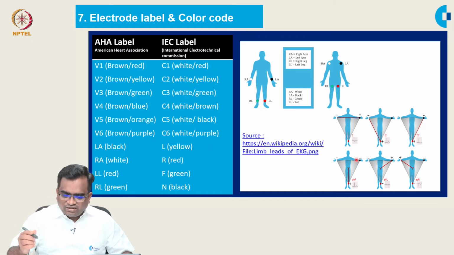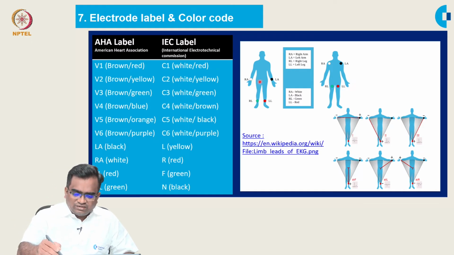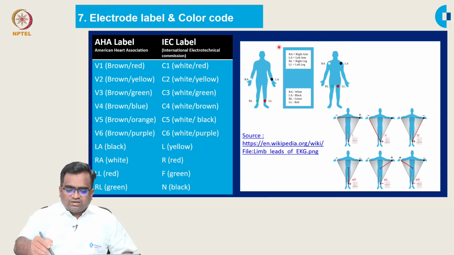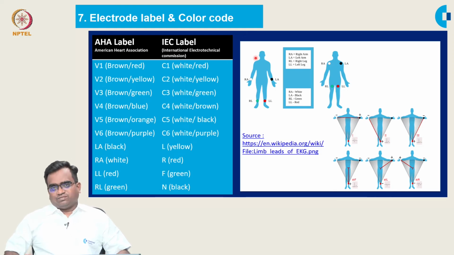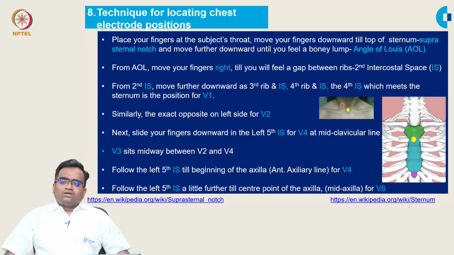So we can see the colors here. For right arm it is white, for left arm it is black, for left leg it is red, for right leg it is green. So this picture follows the American Heart Association labeling method of ECG. Similarly, if we are using the IEC labels, then the color code varies accordingly. Till now we saw various ECG leads, their location, color coding and labels.